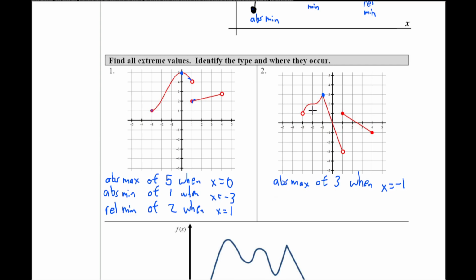Let's see if there's a relative max. The relative max will be right here because it's higher than the values right next to it. Relative max of 1 when x is equal to +1, and then a relative min, let's see. No relative min right here. x is 1 is not a relative min because you see the closed hole is up here. At 1, this is the point here, and the points to the left and right are lower.